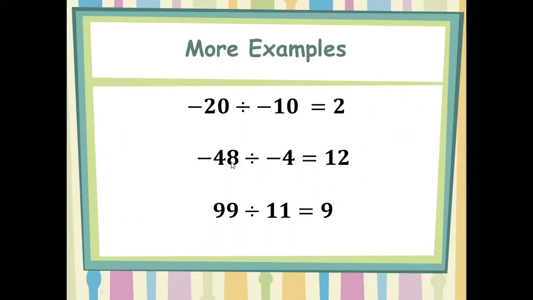Okay, so the same one here, you have both negatives, so we will cross out both of the negatives, so we'll be left with 48 divided by 4, which is going to give us a +12. Same is for two positive numbers. When you divide two positive numbers, your answer is going to be a positive number as well.